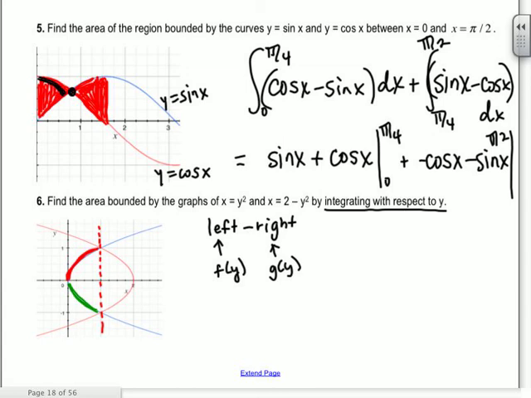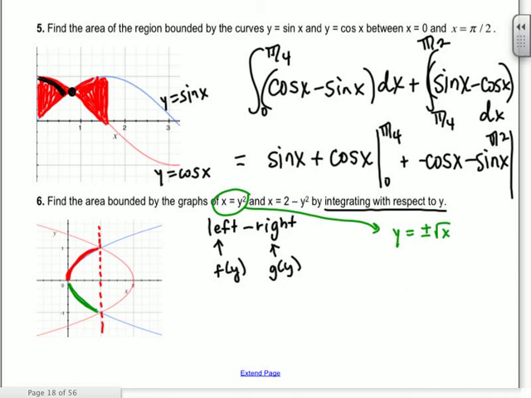So basically what you'd have to do is, this would be x equals y squared. You'd have to solve for y. So you'd get y equals plus or minus the square root of x. Okay, so the top curve would be square root of x. The bottom curve would be minus square root of x. Do you see how that works? So you could do this one with top minus bottom, but it'd be really hard.